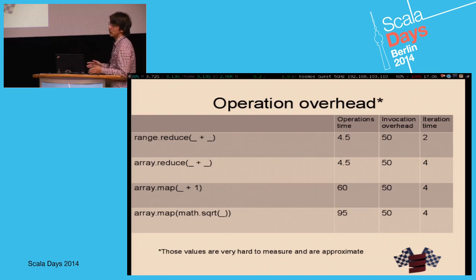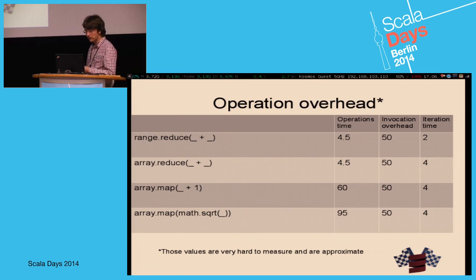If you perform the summing of a range, it's a very fast operation because a range doesn't maintain a huge memory footprint. It maintains only several integers inside. The time of summing the integers itself for a 50 billion integer range is around 4.5 milliseconds. But to iterate over this range itself, you will also need to pay the price of 2 milliseconds.